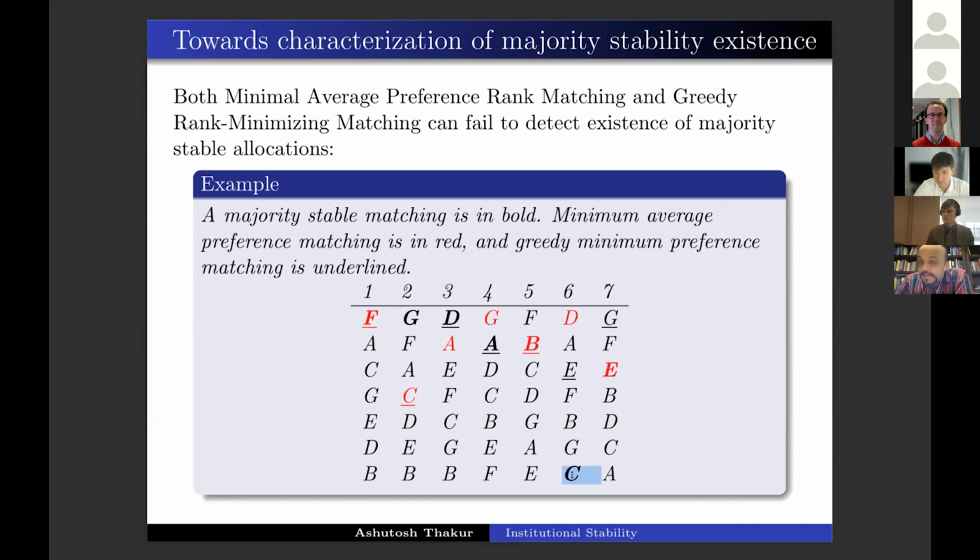But that allows everyone else's allocations to be such that there is no coalition to move. And I am hoping to convince you that this makes this concept very hard to characterize because of these very wacky cases. Although greedily minimizing preference ranks or minimizing the average preference ranks does go a long way.